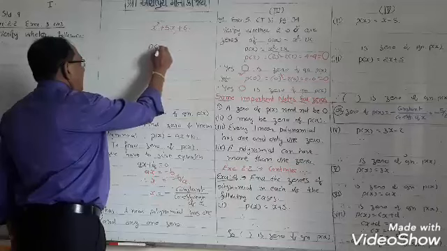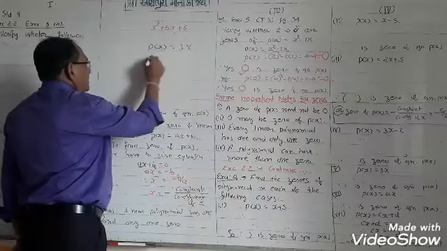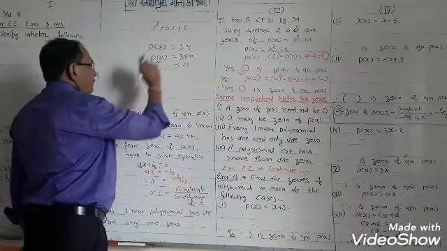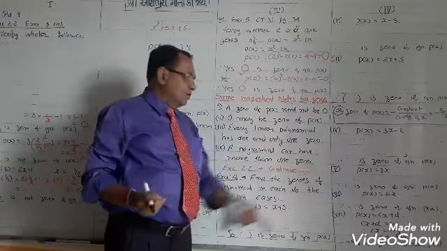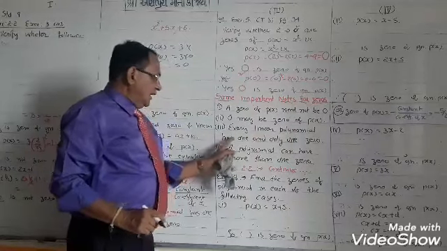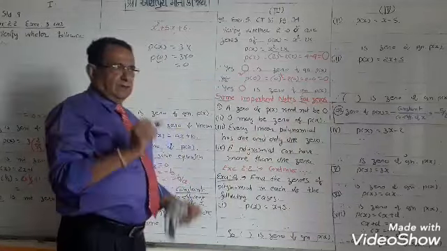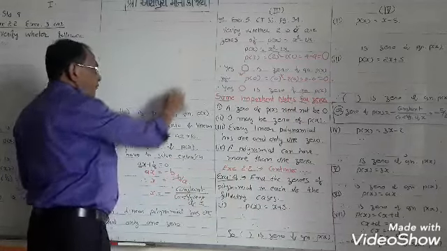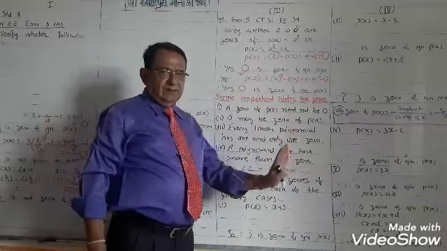Suppose p(x) is equal to 3x. Then 3 into 0, therefore 0 may be a zero of p(x). Every linear polynomial has one and only one zero.